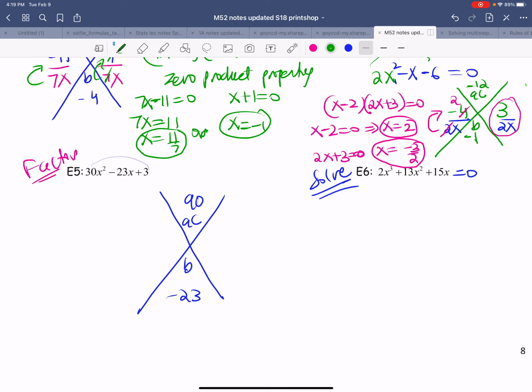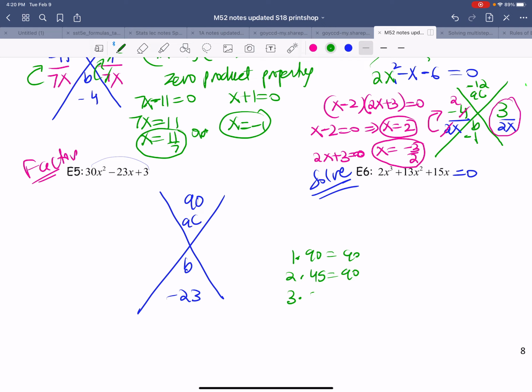Think about two numbers that multiply to give you 90 and add up to -23. If you don't know your tables, you might have to play around with your calculator for a minute or two until you get the numbers that multiply to 90 and add up to -23. You can make a table like this. Okay, 1 times what gives you 90? Well, 1 times 90. 2 times what gives you 90? 2 times 45. Is there any way 2 and 45 can add or subtract to 23?